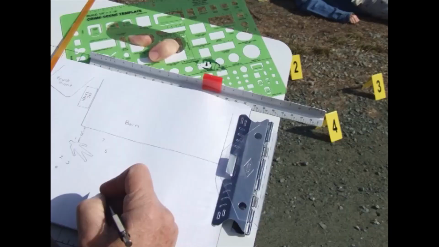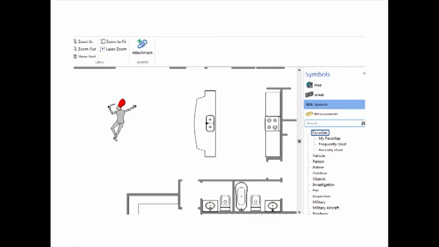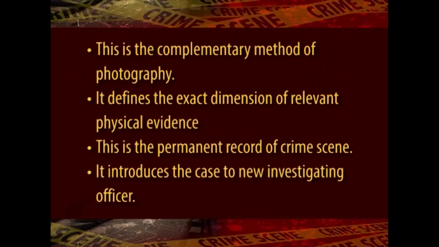Dear students, now we are going to discuss the importance of sketching in crime investigation, what type of information we can get from sketching, and how sketching helps the investigating officer. So, let's start one by one. This is the complementary method of photography. It defines the exact dimension of relevant physical evidence. This is the permanent record of the crime scene. It introduces the case to a new investigating officer.